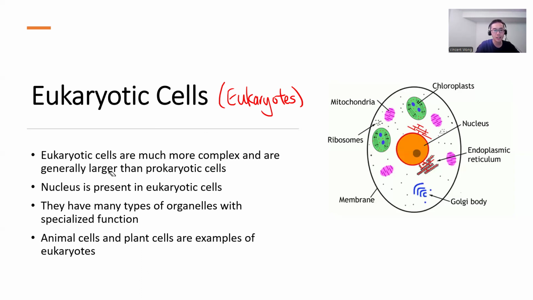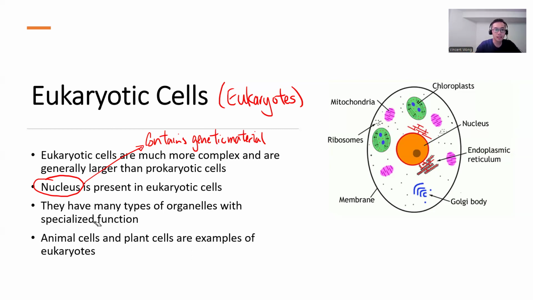And the defining feature that separates the two is the fact that eukaryotic cells have a nucleus. And the nucleus is represented by this orange circle inside the cell. Okay, so the nucleus contains genetic material. Our nucleus protects our genetic material, our DNA, basically. Prokaryotes also have genetic material, but they don't have a nucleus to protect it.